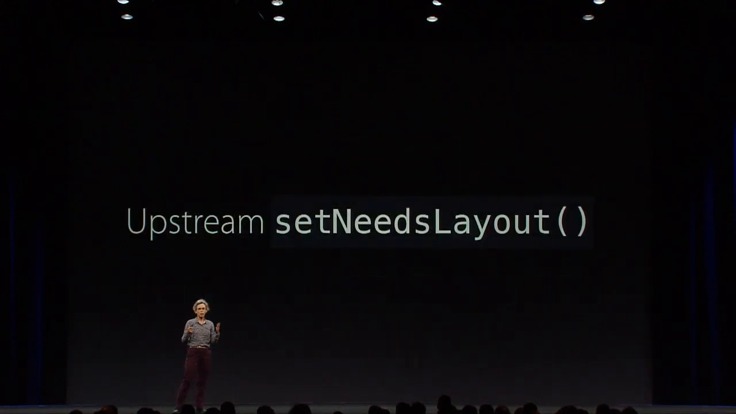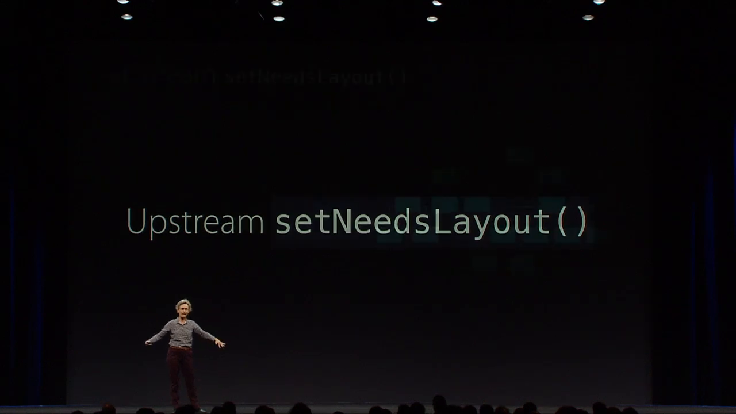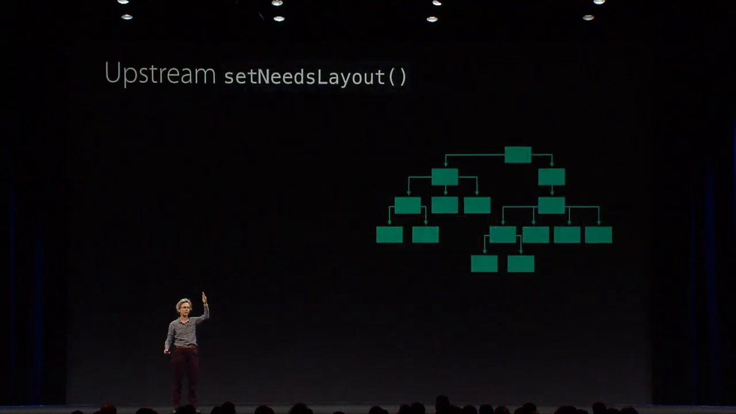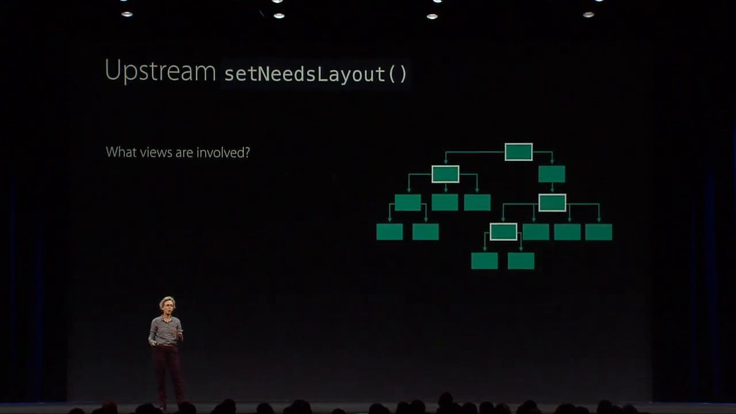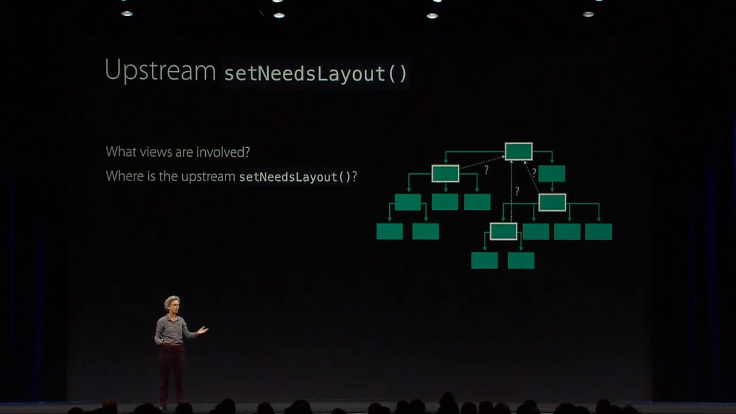And what's driving this is an upstream set needs layout. And what I mean by that is one of the leaf-ward views during its layout is doing something that is causing a more root-directed view to get a set needs layout. So when layout finishes its pass, it goes right back to the top and starts again. And what you want to know is what views are involved, because that's going to help you figure out where that set needs layout is coming from, why, and what you're going to do about it.